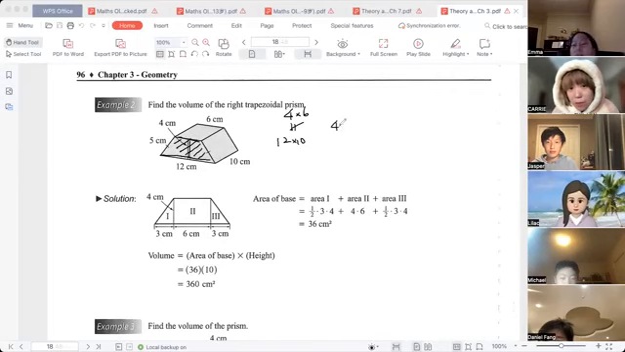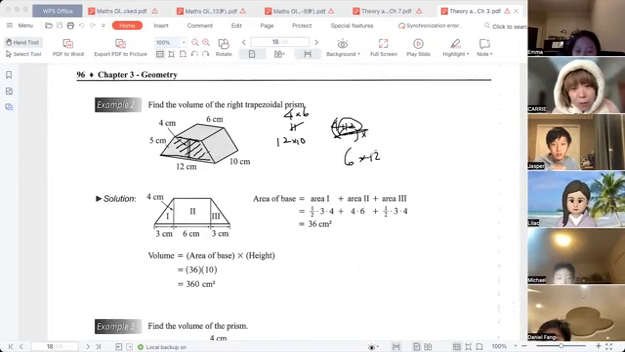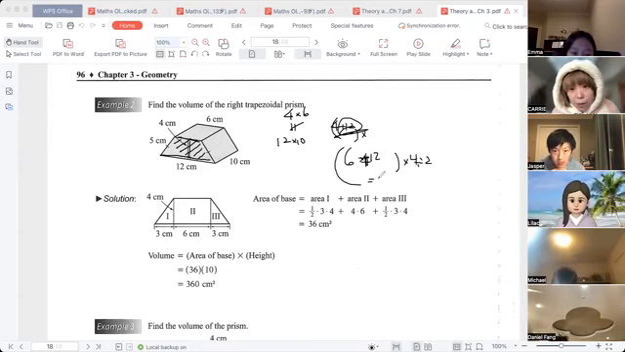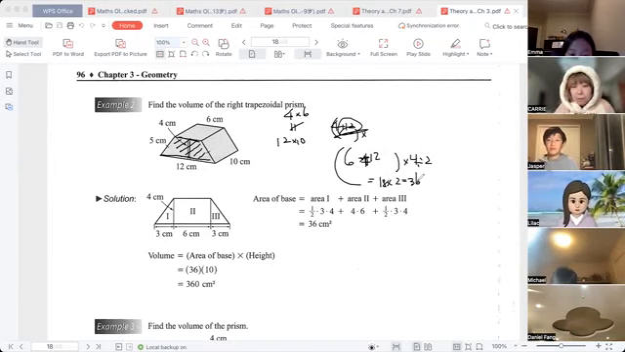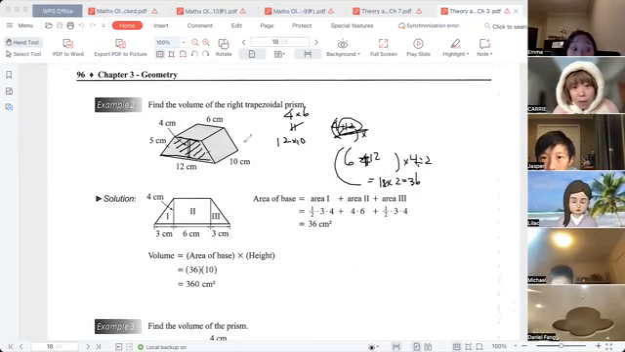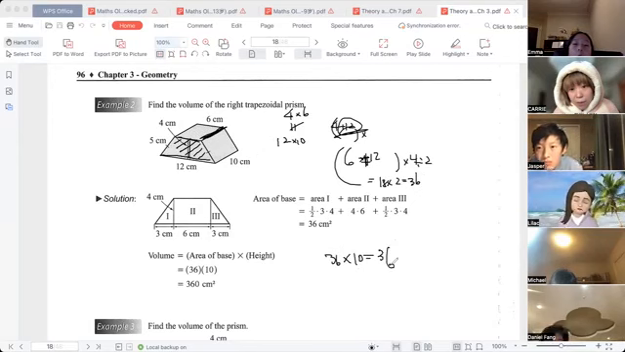Okay, so for this question it is 6 plus 12 times 4 divided by 2. So the answer is 18 times 2 equals 36. Okay, so this is the bottom. So how about the height? That is the height. So basically it is 36, that's the base area, times 10 equals 360 centimeter cube.